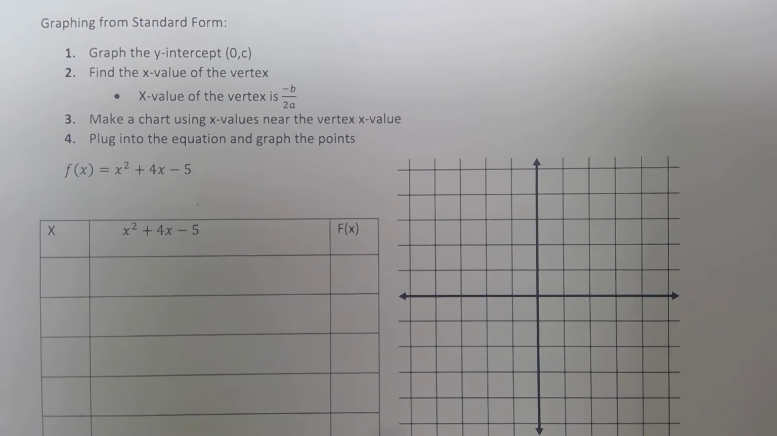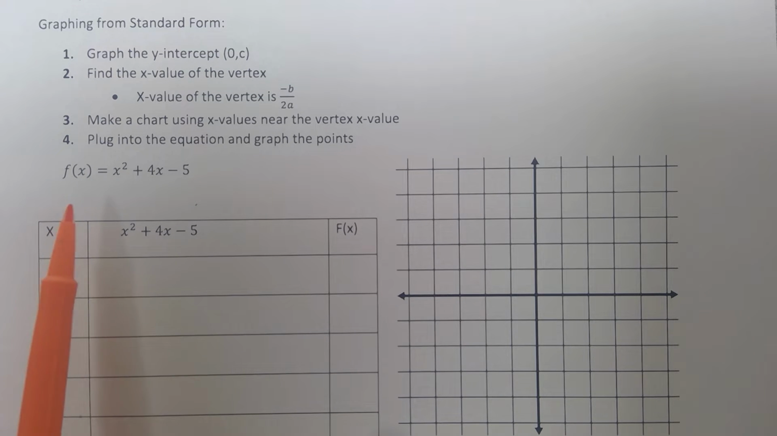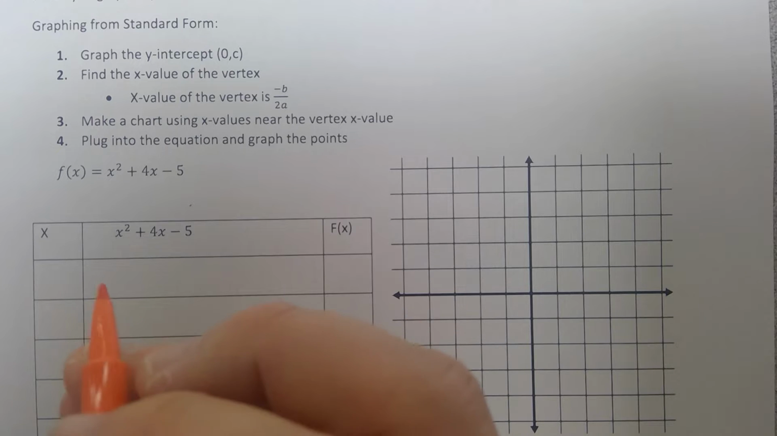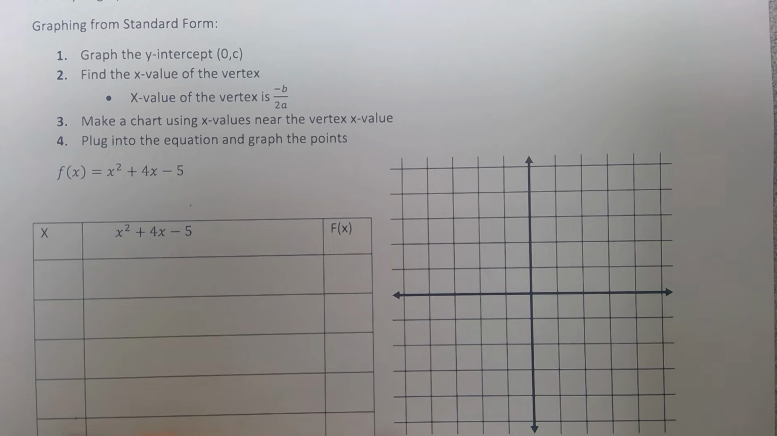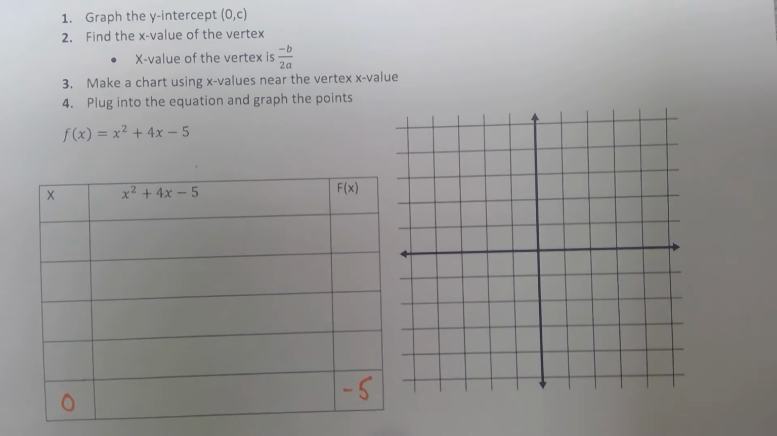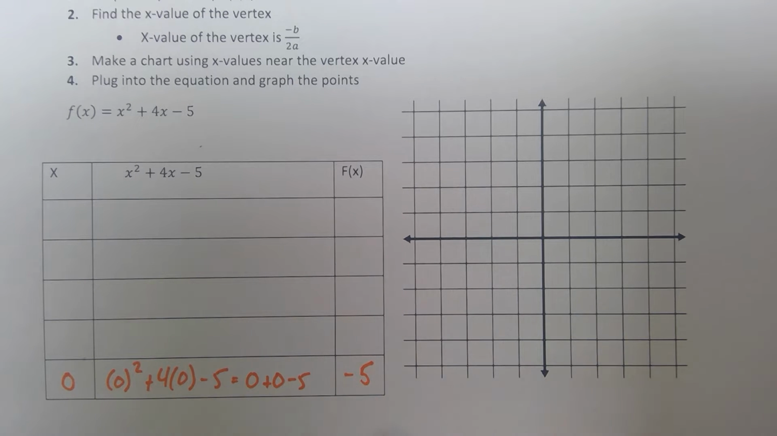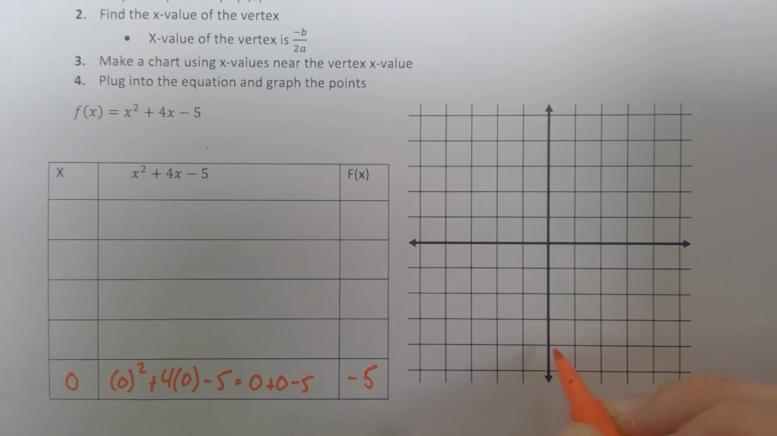If we see an equation in standard form, we're going to want to graph the y-intercept, so (0, c). My y-intercept here is going to be (0, -5), and I'll put that in my table. Just to show you what's going on, I'm going to plug in 0 for x, and that's going to equal 0 plus 0 minus 5, which is -5. So 0, 1, 2, 3, 4, 5.